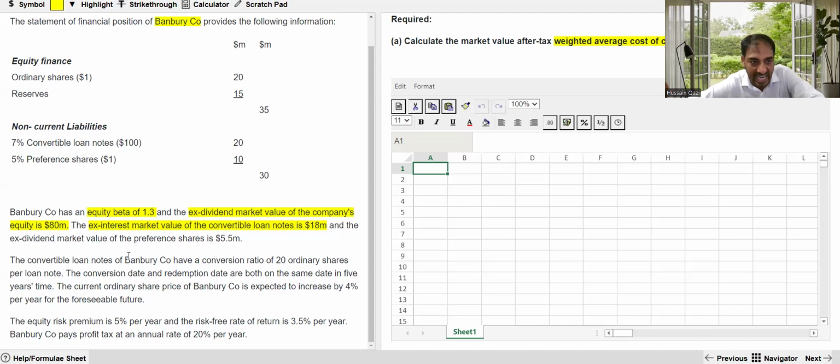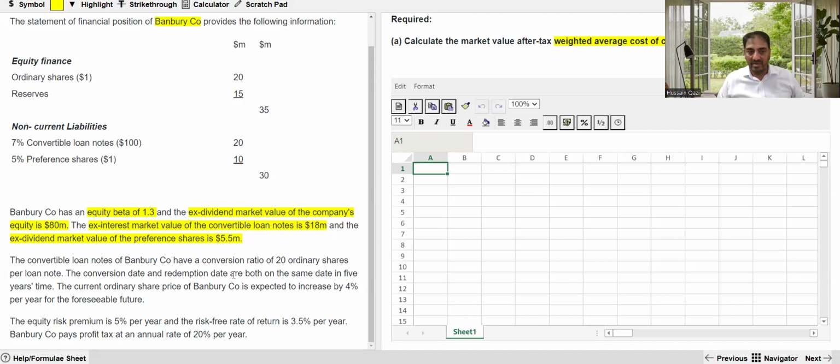Okay, again, the ex-dividend market value of preference shares. Ex-dividend market value of preference shares, $5.5 million. Okay, that's another point. So what about the preference shares? Normally, if the examiner does not mention whether it's redeemable or irredeemable, it's by default irredeemable.